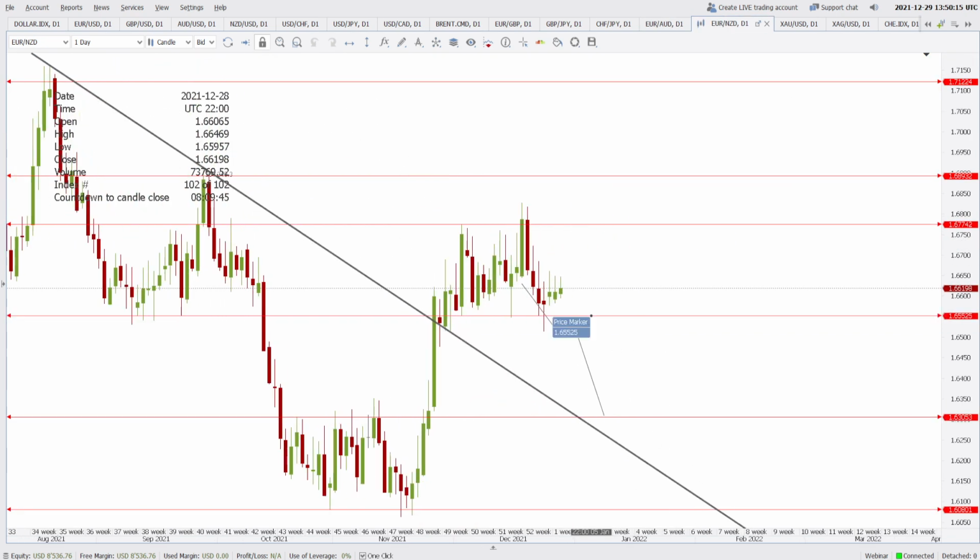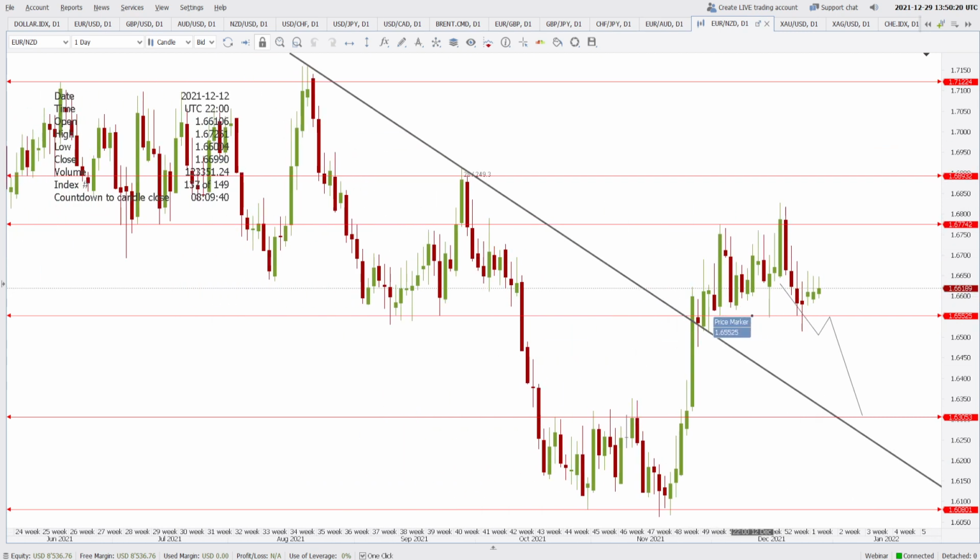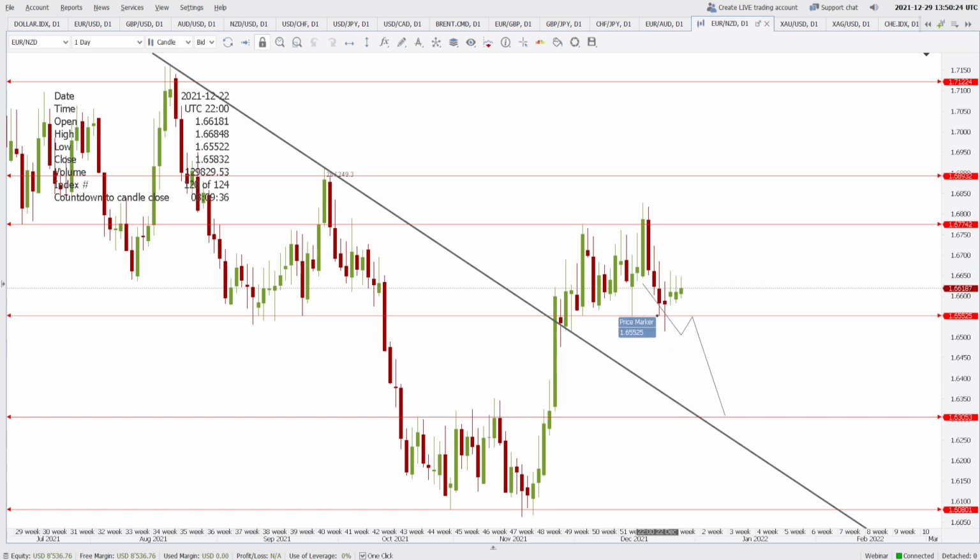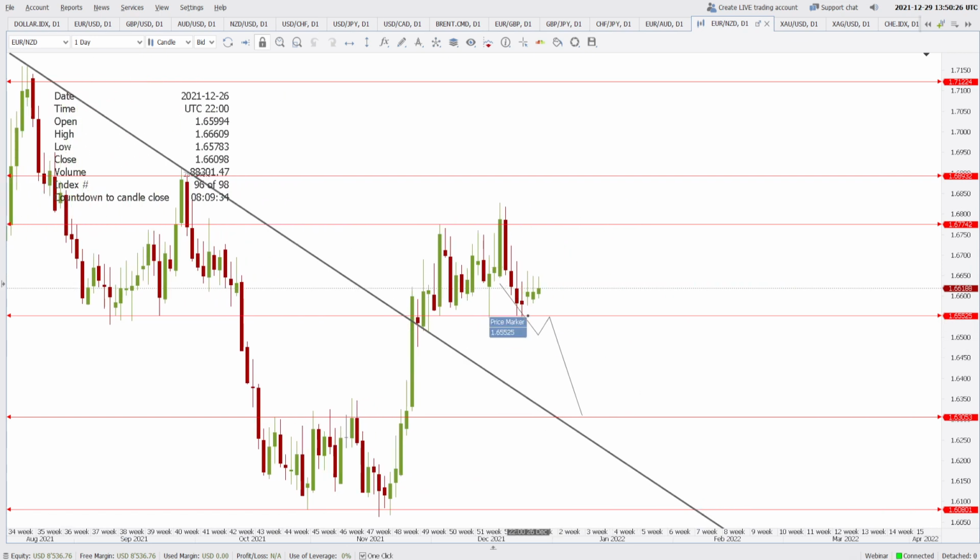Euro against the New Zealand dollar is also on similar lines, has broken out of this falling trend line and now is testing this 1.6552 area as a fresh support. Yesterday there was an inside bar, the day before yesterday there was a spinning top, and today also there's much indecision in the market.